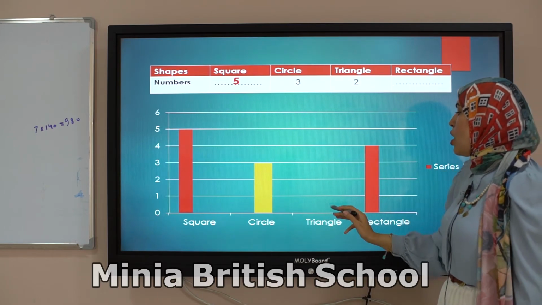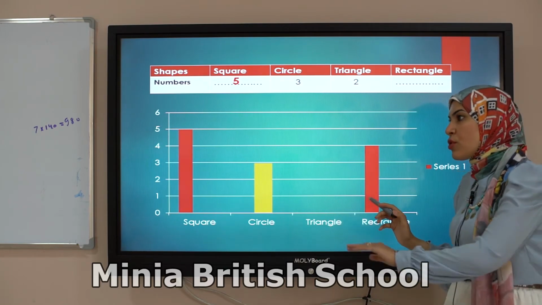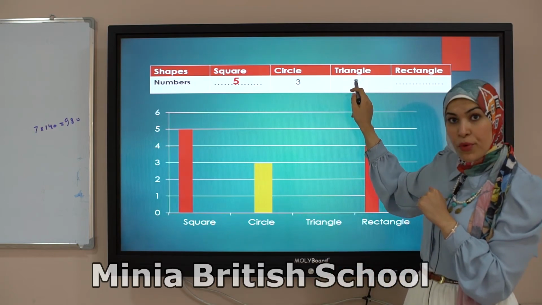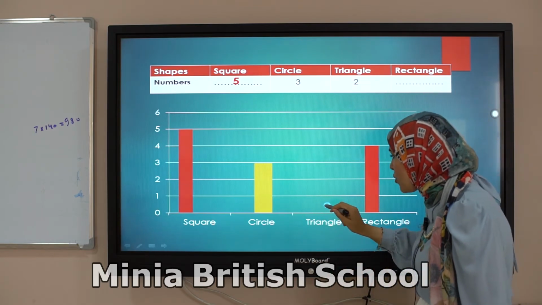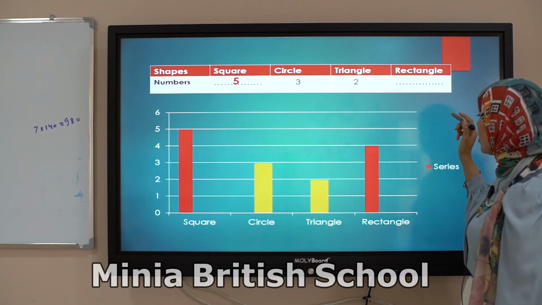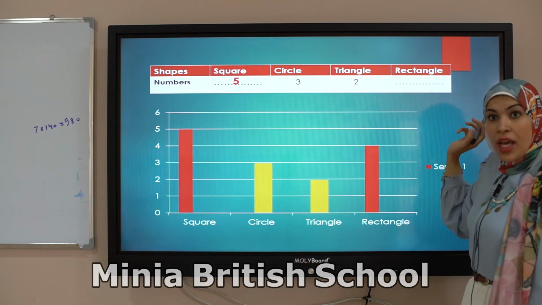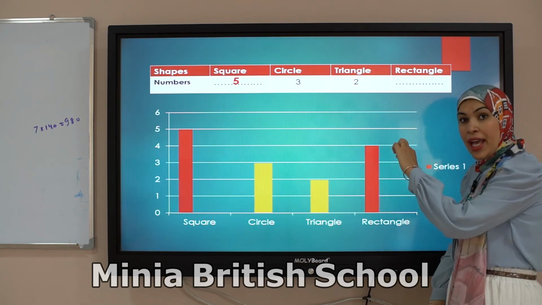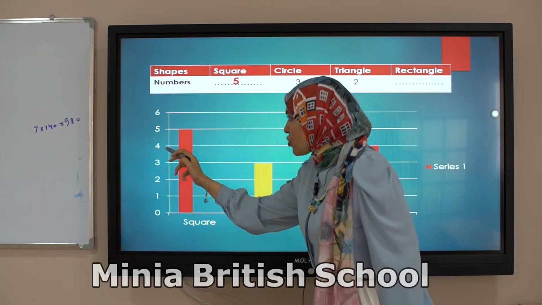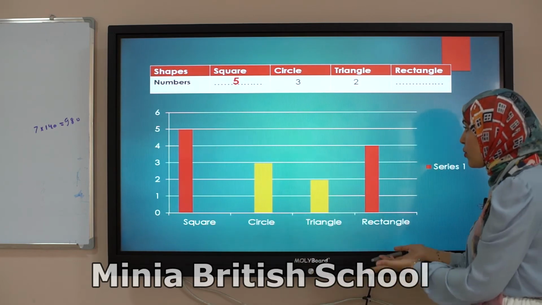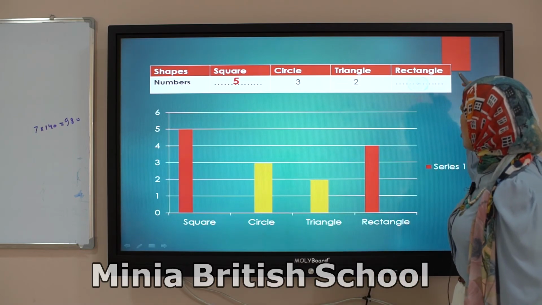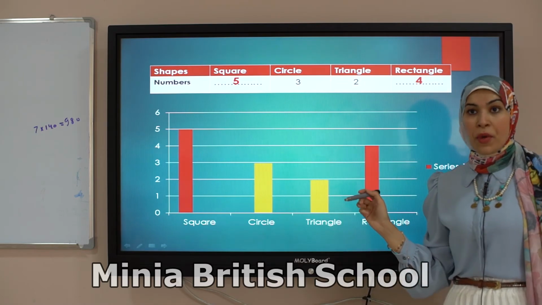Okay, and here in triangle I have here 2 triangles. I have the number here, but I don't have the data in the graph. So I colored in triangle from down to up to reach number 2. Okay, that's right. And the rectangle, I don't have the number in the table, but I have the data in the graph. Okay, look at rectangle. You reach number 4. You colored from down to up to reach number 4. So I write here number 4, and I want now to check my answer.